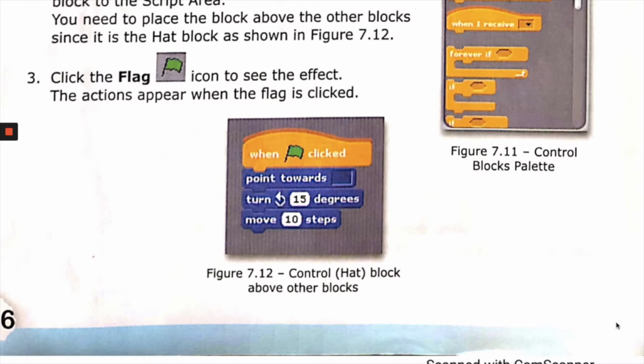When you click on the flag icon, you can see what effect it produces. The actions appear when the flag is clicked. There is an example given in 7.12. When clicked, that is, you have given a direction at how many degrees you want to turn and move 10 steps. Then your sprite will do all these when the flag button is clicked.